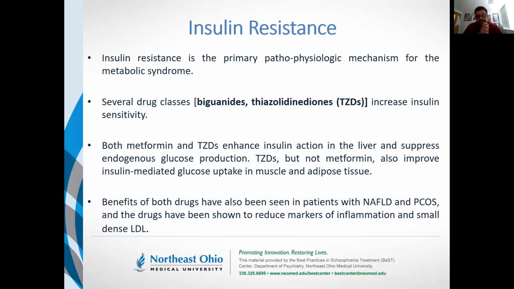Benefits of both drugs have been seen in patients with non-alcoholic fatty liver disease and polycystic ovarian syndrome, and the drugs have been shown to reduce the markers of inflammation and small, dense LDL levels.